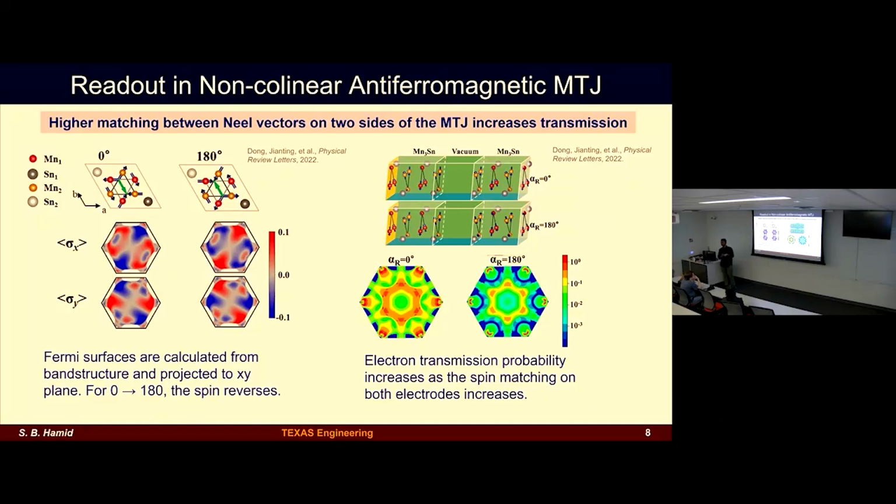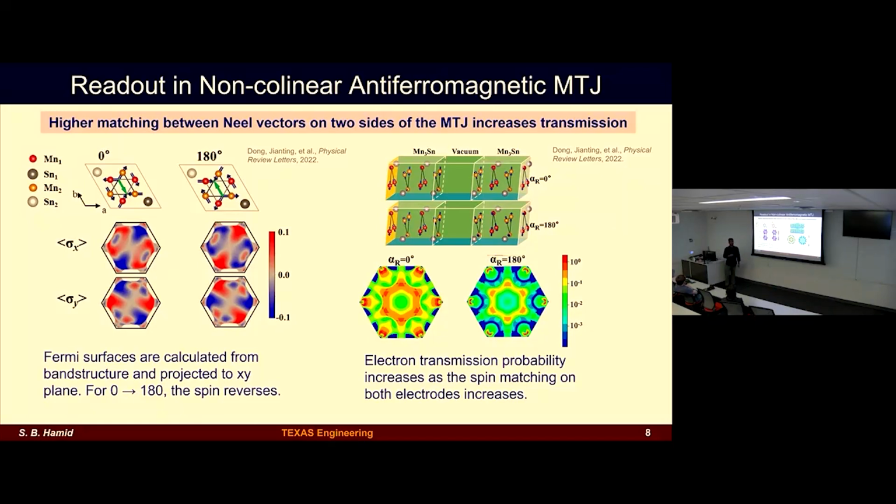Why the XY plane? Because we are assuming that in a tunnel junction scenario, the electrons will be traveling in the Z direction. And as it travels in the Z direction, it is the k points in the xy plane, or the momentum in the xy plane, that needs to be conserved during tunneling. So that is why the 3D Fermi surface is being projected into the xy plane. And here also you can see that as the Néel state changes, the spin expectation value on the 2D xy plane changes sign at every k point.